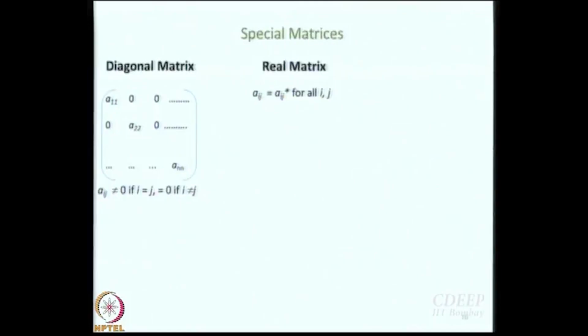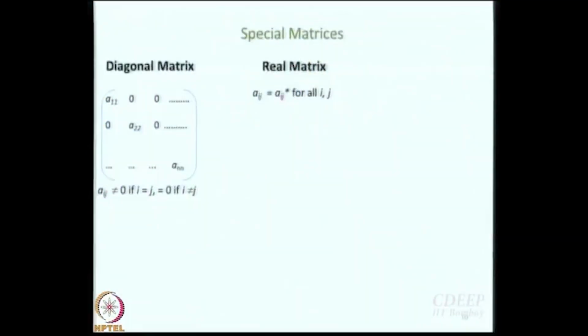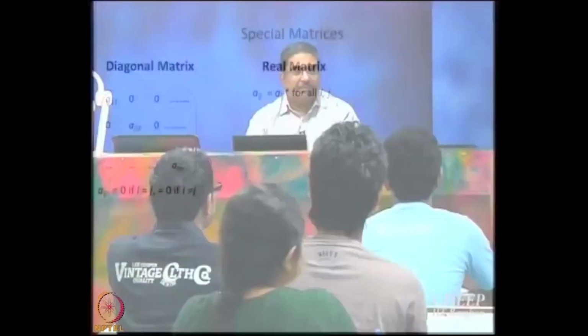Real matrix means a matrix of all real numbers, that is all. Aij equal to Aij star for all i, j. What is Aij star? Complex conjugate. What is Aij into Aij star? Not necessarily 1, right. It is mod of Aij square, do not forget that it is not necessarily 1, mod of Aij square, good.